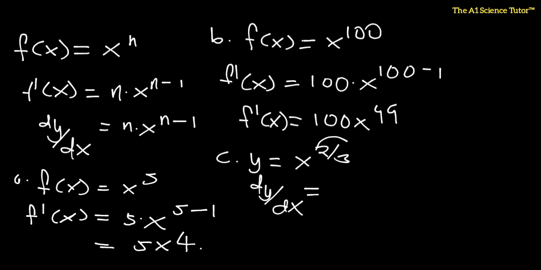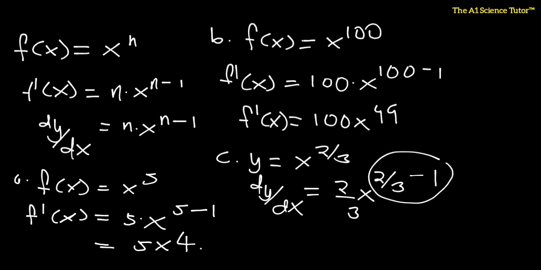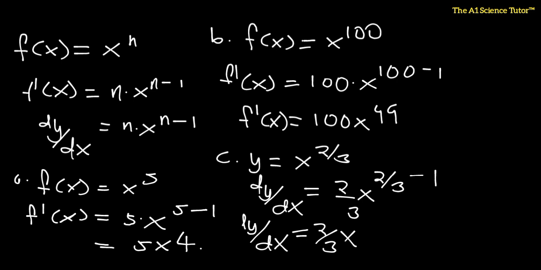So this is going to be now 2 over 3, that is going to come to the front. And then this will be x raised to the power of 2 over 3, and that will be minus 1. Now, 2 over 3 minus 1, what is that going to be? So we know that 1 is the same thing as 3 over 3. So dy dx, that is supposed to be 2 over 3 x raised to the power of 2 over 3 minus 3 over 3.